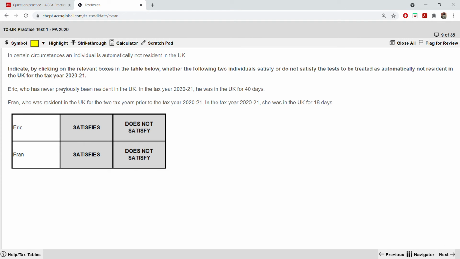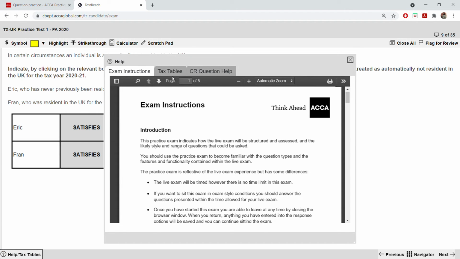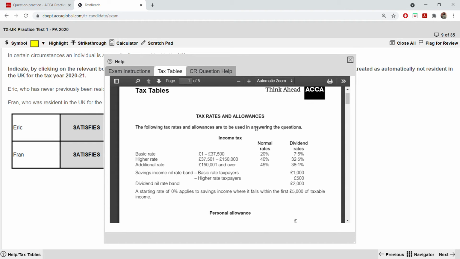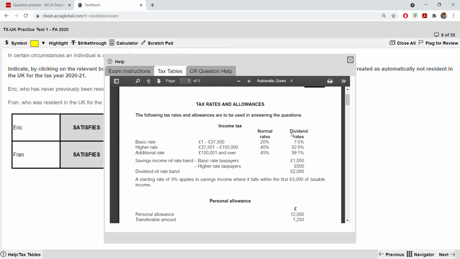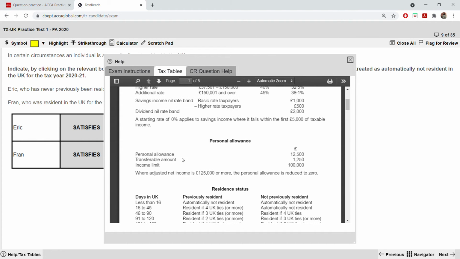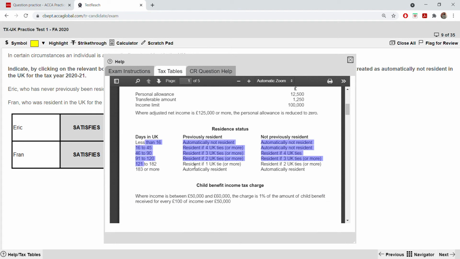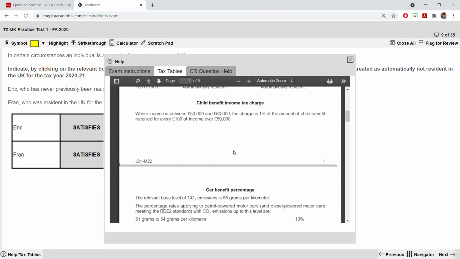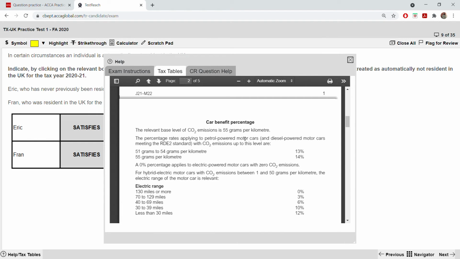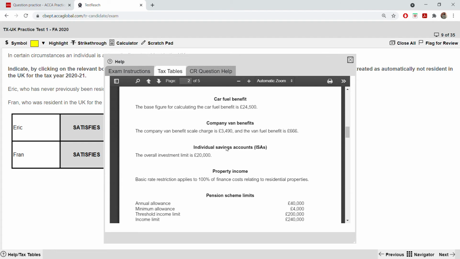In certain circumstances an individual is automatically not resident in UK. Residency, there are residency rules you have to know. There's a table which will give you the number of days and all. I think it is there in the formula. Let me go and check. You can go to the tax table and see the formulas. So you have been given the income tax bands, the dividend rates and all. You have been given the personal allowance. Then you have been given the resident status, you can check this. You have been given the child benefit, income tax, the car benefit. So all those things are there.